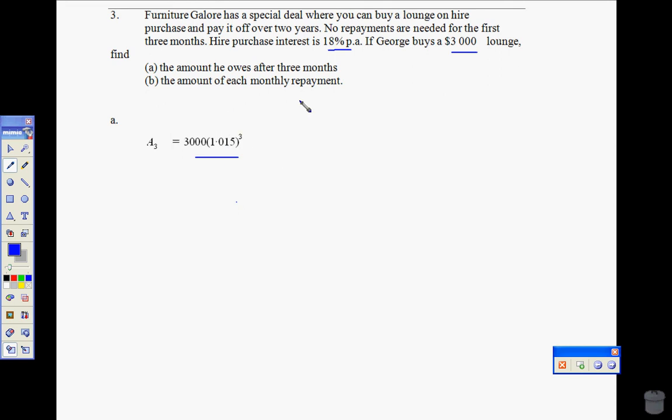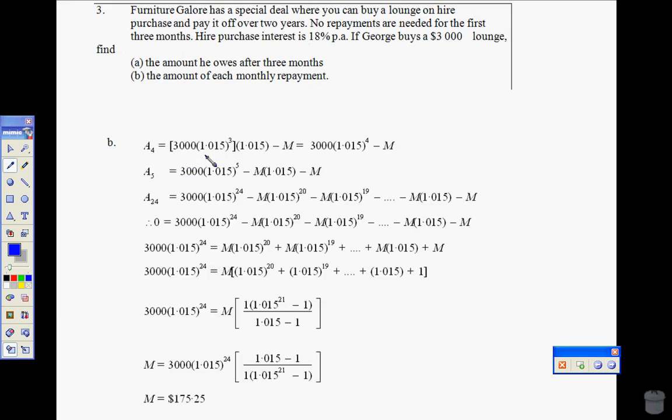The next part is we want to find the amount of each monthly repayment. After 3 months, you start making repayments, so the fourth month is when you start to make repayments. But the amount that was there after the first 3 months is going to get interest charged on it again before you make a repayment. So the statement for the fourth month is 3,000 times 1.015 to the power of 4, and then we minus m. After 5 months, what was in the fourth month gets interest charged on it again, so that's why it becomes 5. The m is to the power of 1, and then we make a repayment again.